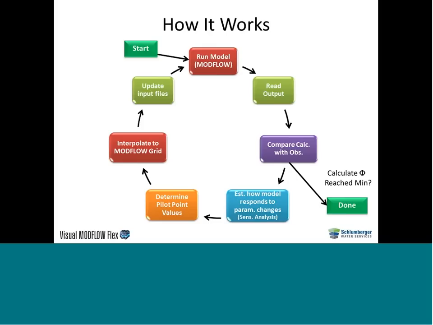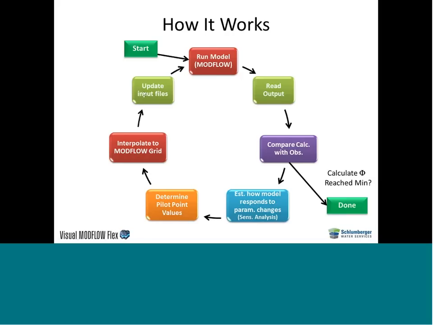Here's a brief illustration then that shows how the PEST run works. You start by running ModFlow. It'll read the ModFlow results and calculate and compare the calculated heads to the observed heads. PEST will then determine how the model will respond to changes in certain parameter values through a sensitivity analysis. It'll determine the pilot point values for each pilot point location. The pilot point values are interpolated to the ModFlow grid using kriging, which I'll describe shortly.